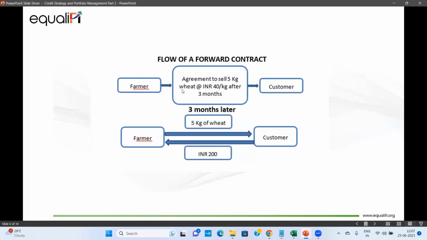So a farmer makes an agreement to sell 5 kg of wheat at 40 per kg after 3 months to a customer. 3 months later, what happens? The farmer gets 200 rupees because it was a pre-agreed price, and he gives 5 kg of wheat to the customer, right?